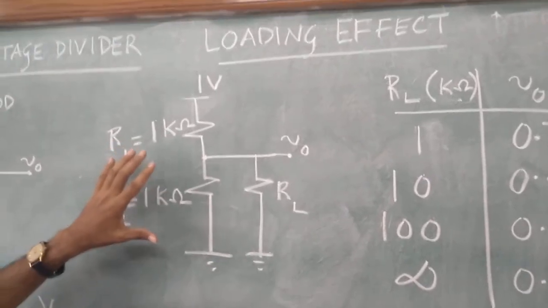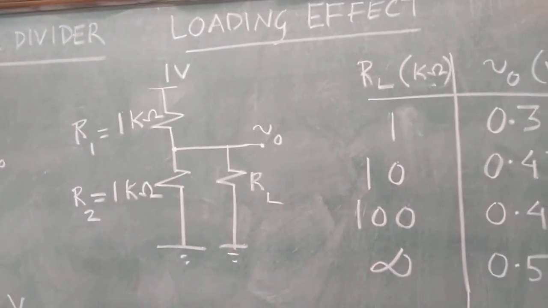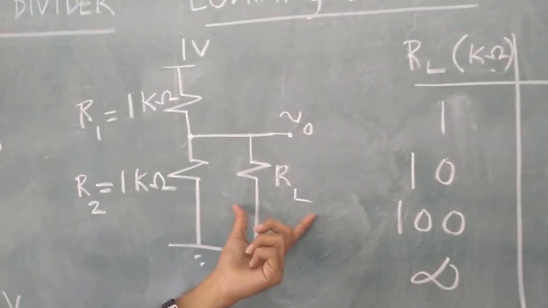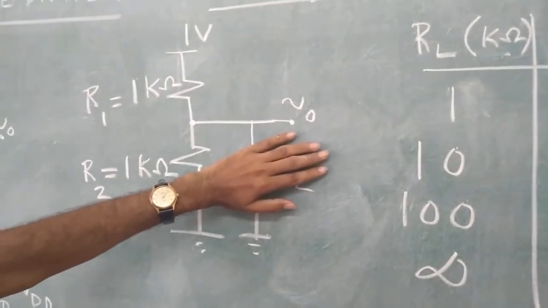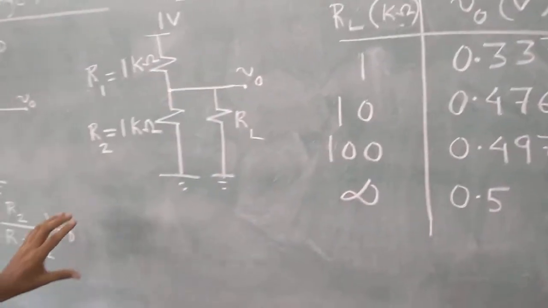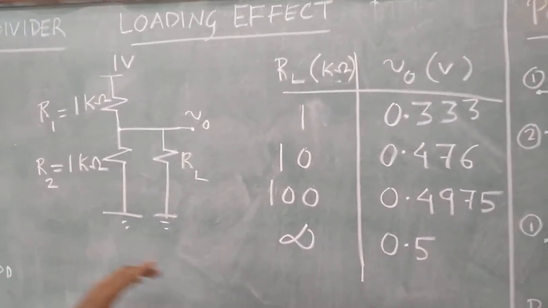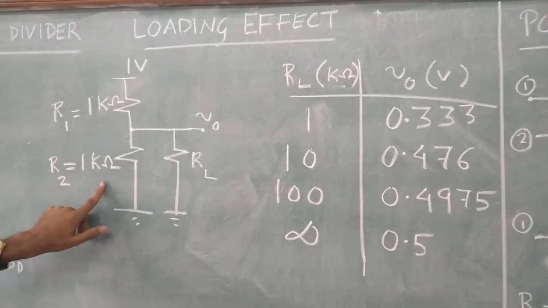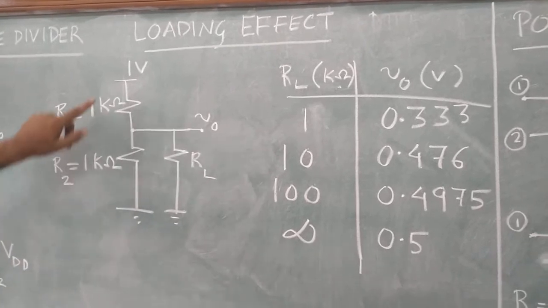Next we consider the issue of loading effect with voltage dividers. So if you have RL of infinity, that means this RL is not present in the circuit, then the output voltage, as per the equation shown previously, should turn out to be 0.5 volt. This should be 1 divided by 1 plus 1 multiplied by 1 volt.